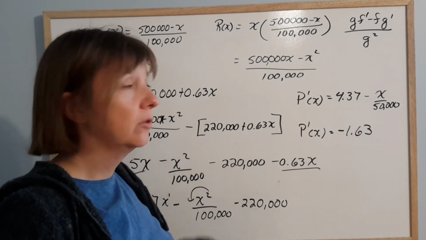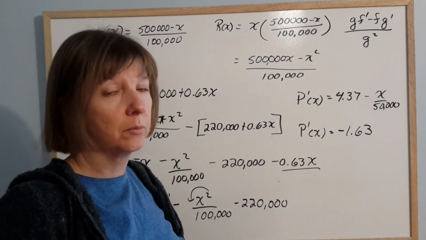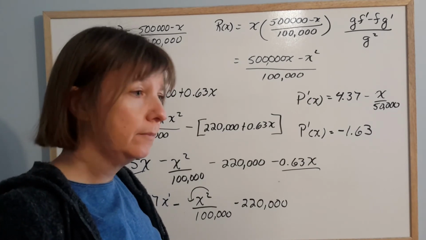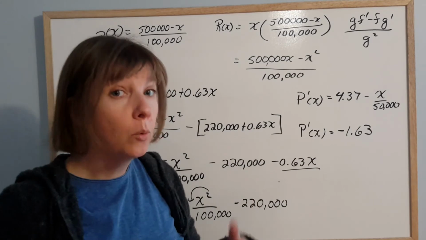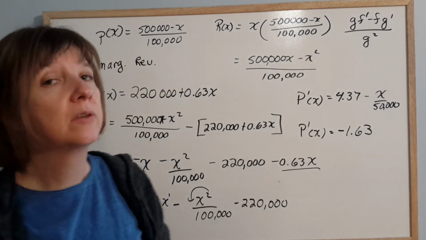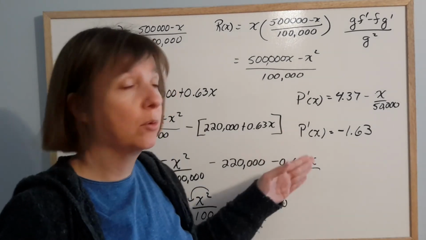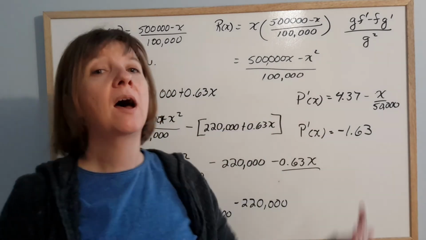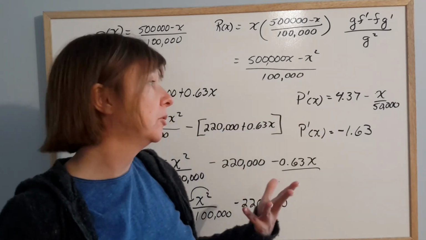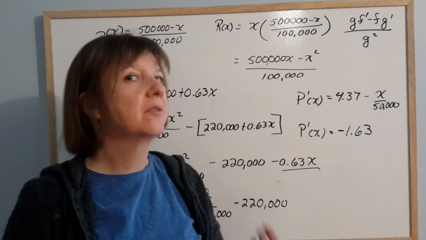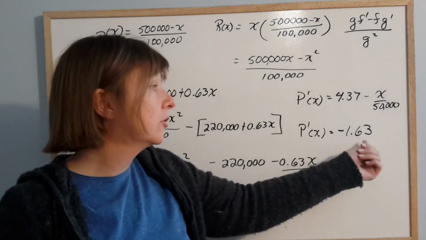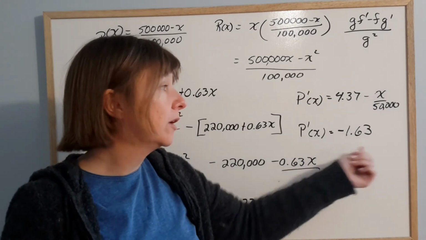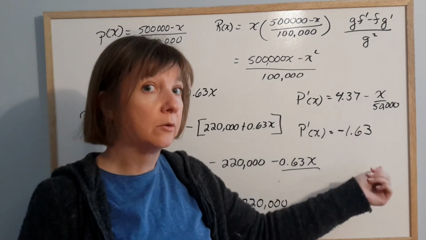It's not that you're losing $1.63 per milkshake. Well, actually it is. You are starting to lose money. Your profit is going down by $1.63 per milkshake at that point. So they've gone past the optimal price to sell it at. They're probably selling it at too high a price, or their costs are too much. But whatever their profit is, it's starting to go down.